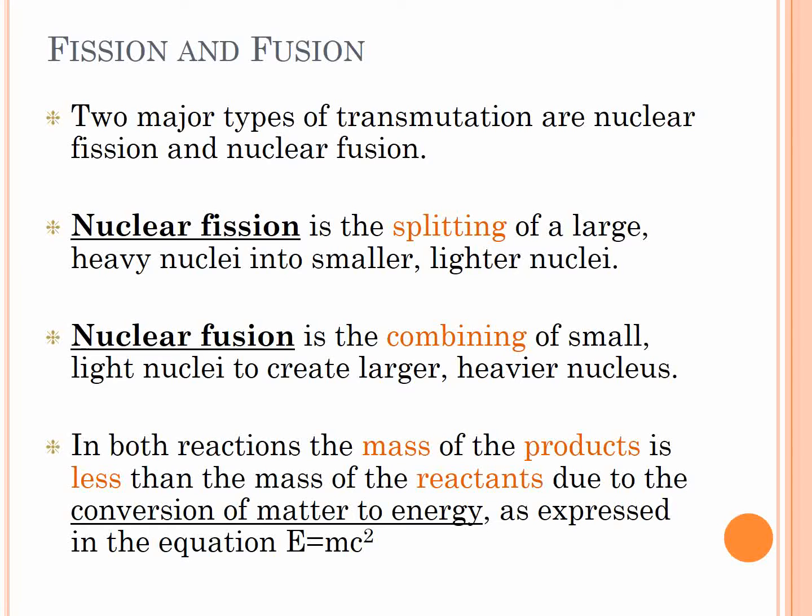The two major types of transmutation are nuclear fission and nuclear fusion, and you do need to know the difference between the two. Nuclear fission is the splitting of a large, heavy nucleus into smaller nuclei. A fissure, so to speak, is created within the nucleus and it splits. Nuclear fusion, however, is the combining, the fusing together of small, light nuclei to create a larger, heavier nucleus.